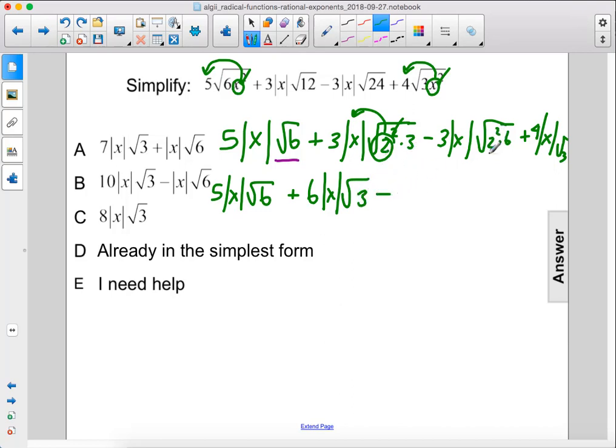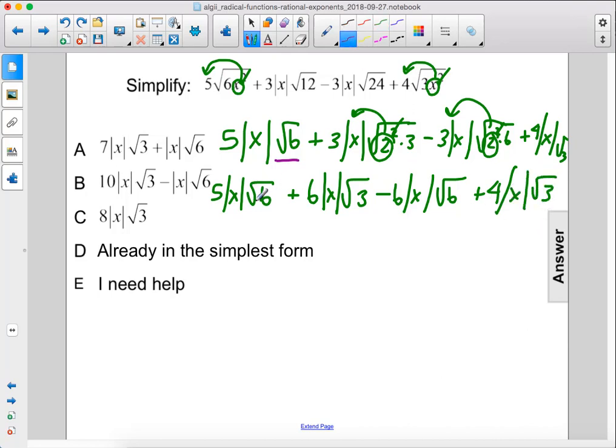Minus, alright, so this 2 squared, the squared cancels, the 2 moves out front, so we have negative 6, this is negative 3. So now it's negative 6 times the absolute value of x times the square root of 6. And then here I'm just going to rewrite this a little nicer. 4 times the absolute value of x times the square root of 3.